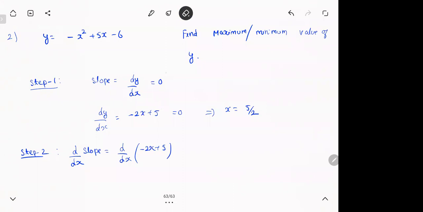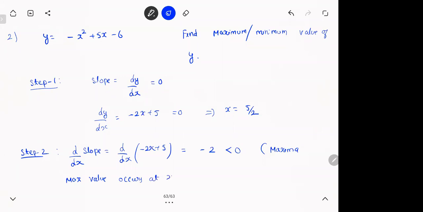So when you say equal to 0, you found a point where slope is 0. So this would be how much? Minus 2, which is less than 0. This is a maxima, because at a maximum the rate of change of slope will decrease. That means the maximum value occurs at 5 by 2. See, this is important. Maxima occurs at 5 by 2. This is not the maximum value. What is the maximum value?